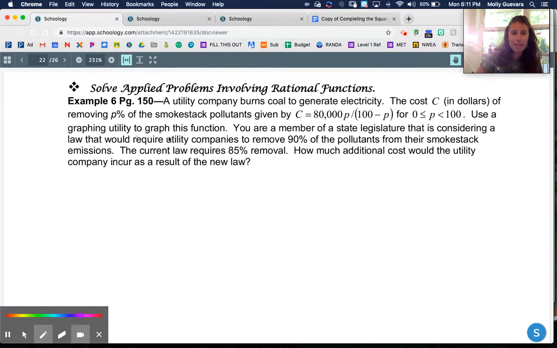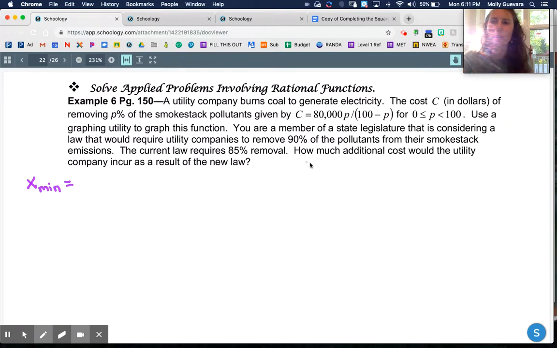Use a graphing calculator to graph this function. Okay, so let's start there. Let's use a graphing calculator to graph the function. And before I do that, I'm going to have to adjust my window. I just know whenever there's a word problem, I'm going to have to adjust my window. So x minimum, x is my input, so I should say p minimum, but it's fine. So when I'm adjusting my window, the minimum I can have is 0. Can't take out less than 0% of the pollutants.